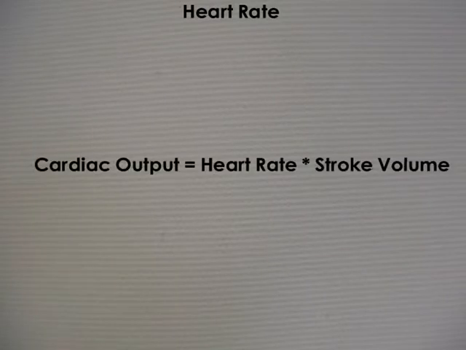Heart rate is the number of times per minute the heart beats. Cardiac output, the amount of blood pumped out of the heart per minute, is dependent on heart rate and stroke volume. Stroke volume is the amount of blood pumped out per beat. Resting heart rate for most individuals is between 60 to 75 beats per minute. Resting heart rate tends to be lower in individuals who exercise on a regular basis.